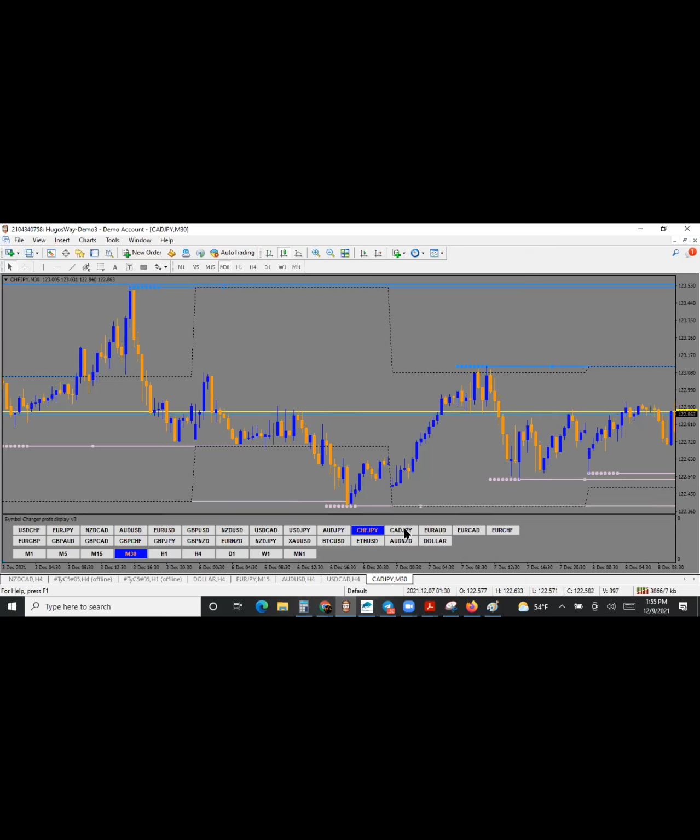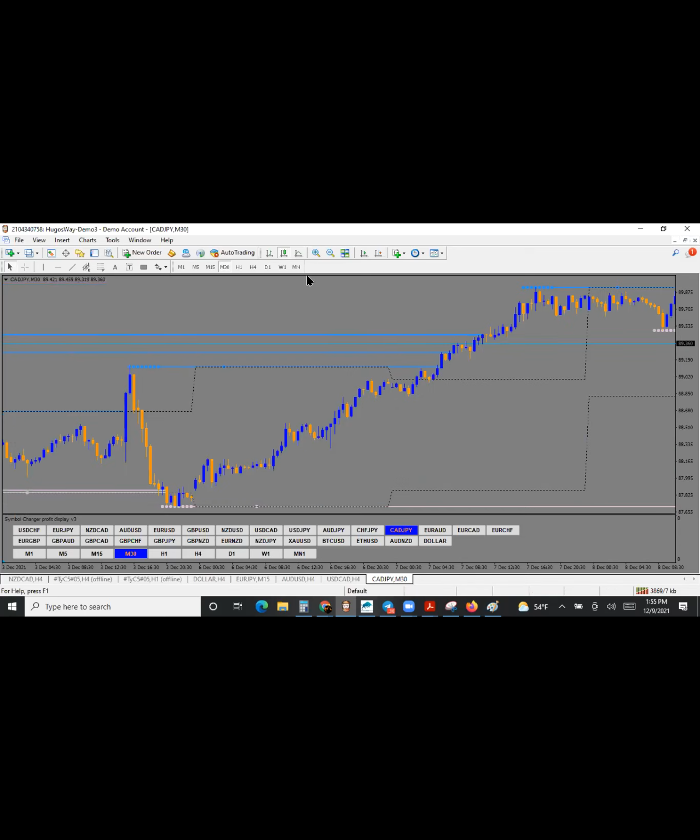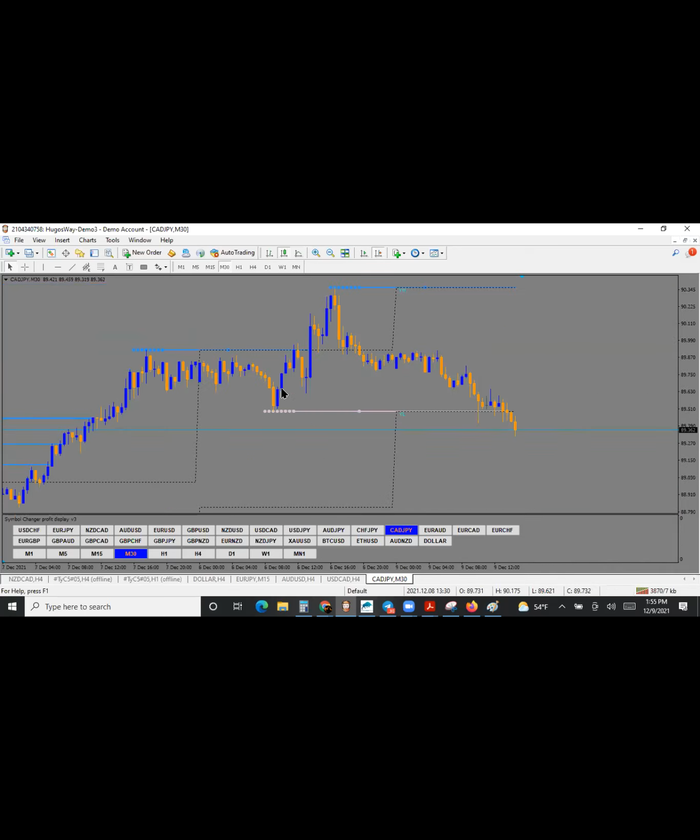Card JPY. Right? First sell, hit your stop loss. Second sell, recovered everything. Simple as that. You restrict yourself to key areas, right?